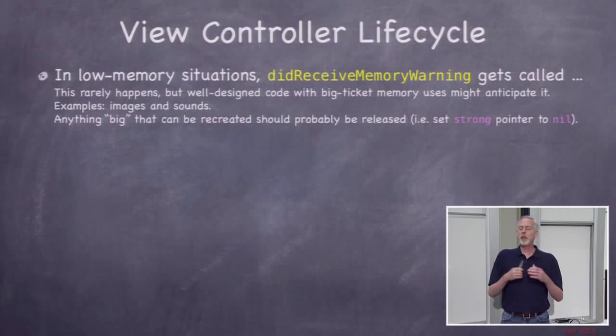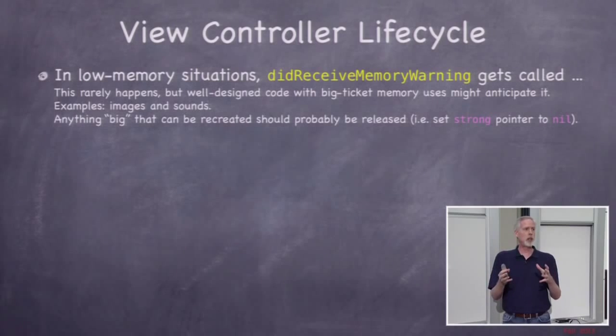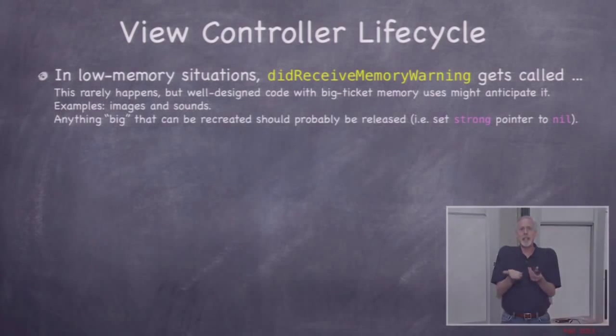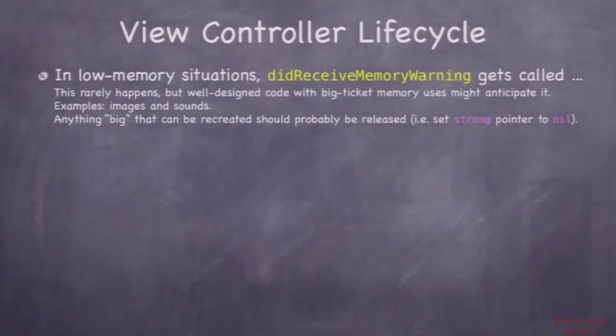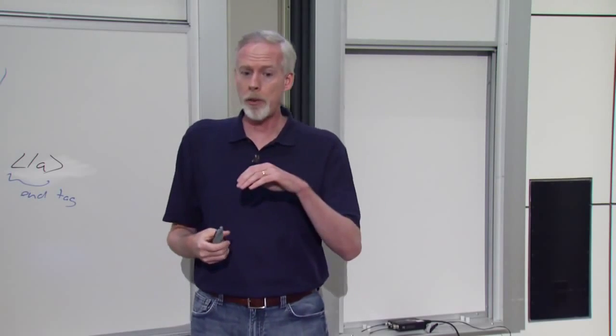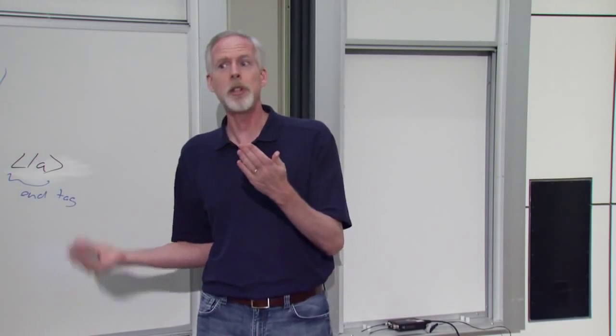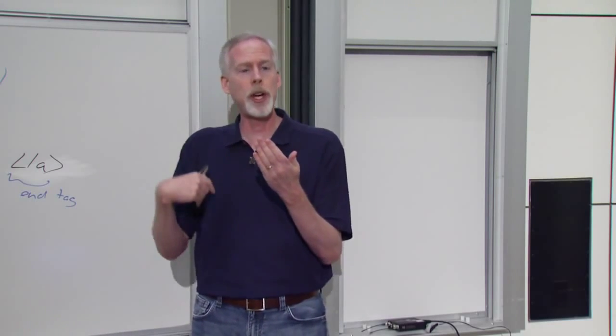Now, if your MVC's view displays an image, that's big memory. Images are a lot of memory. Or if it plays a sound, that's a lot of memory. But if your view controller is on screen, you can't throw that image out. It needs to be on screen. So there's really not much you can do when you get did receive memory warning if you're on screen. However, if you have an alternate image or something that's not on screen right now, you could set that to nil as long as you can recreate it.